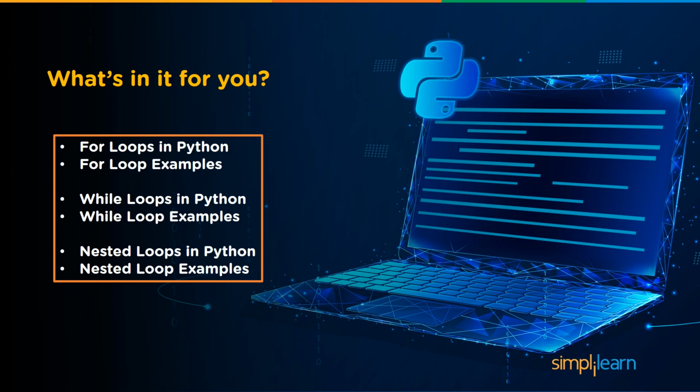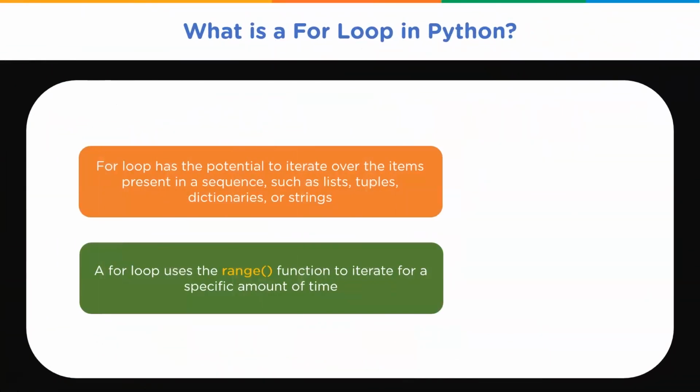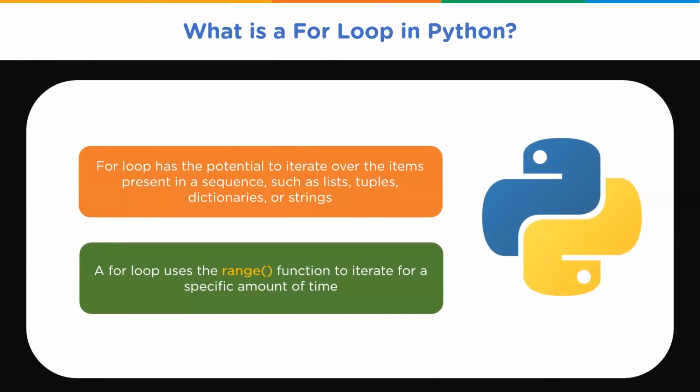So let's get started. So what is a for loop in Python? A for loop in Python is used to iterate over the items or elements present in a sequence. The items present in a sequence can be in the form of a list, tuple, dictionary, or even a string. A for loop in Python uses the range function to iterate over a specific number of times.